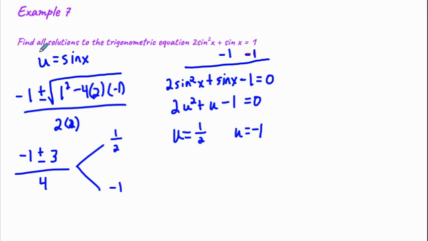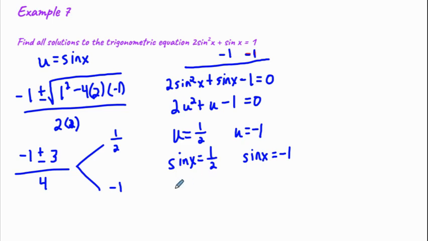But remember, u is sine x. So we have to do the same thing we did in the previous problem. Let's return sine x back to the equation. Sine x equals 1/2. Sine x equals negative 1. And now we think through the unit circle. What values give a y coordinate of 1/2?